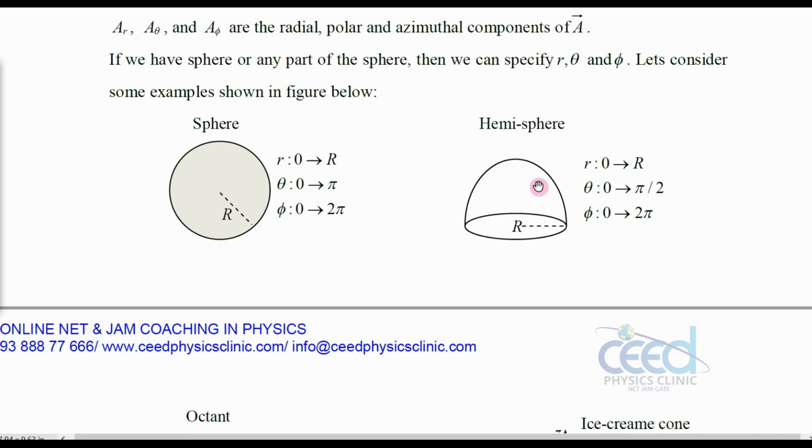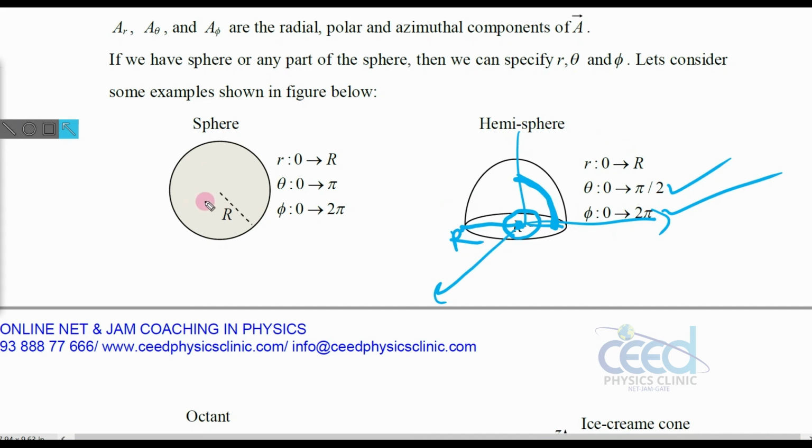Now if you consider a hemisphere, what is the range? So phi is like this. If you consider this as our axis, phi can change from here to here, so 0 to 2 pi. But theta is changing from here to here only, so pi by 2. And this radius is changing from 0 to r, since it is a hemisphere with radius r.